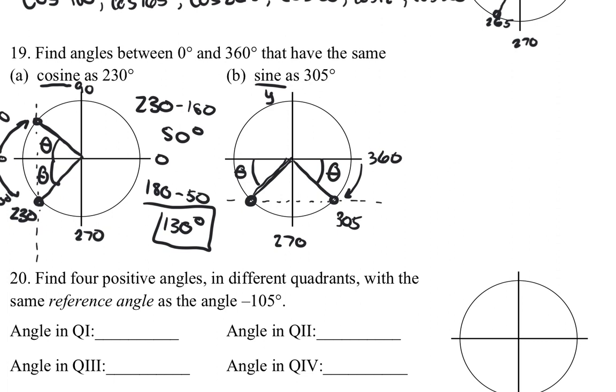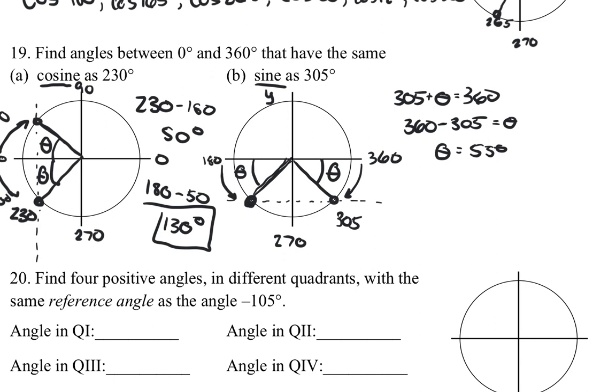So I know that 305 plus our theta is going to equal 360. So if I subtract the two, I can get theta, and theta will be 55 degrees. And I know that if we add this theta to here, we'll get this point. So 180 plus 55 degrees equals 235 degrees. So the similar angle of that one is 235 degrees.